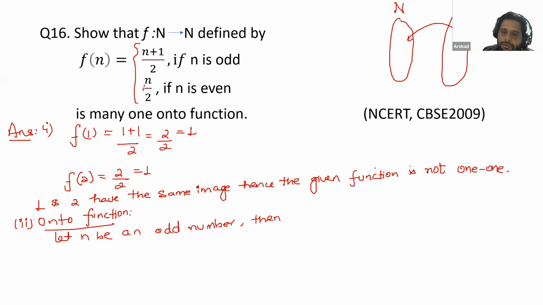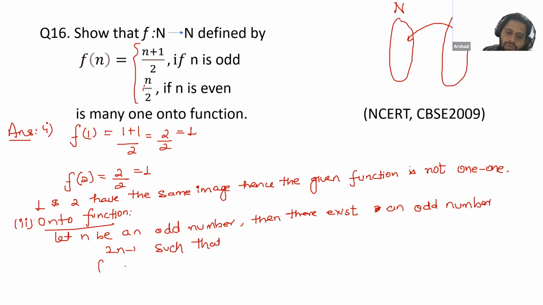Then there exists an odd number 2n minus 1 such that if we will put this 2n minus 1 in the function, now 2n minus 1 is an odd number, so we will use this expression. In place of n, we are putting this 2n minus 1, so we will get (2n minus 1 plus 1) by 2. If you will solve this, you will get 2n by 2. If you will cancel out 2, you will get an n.